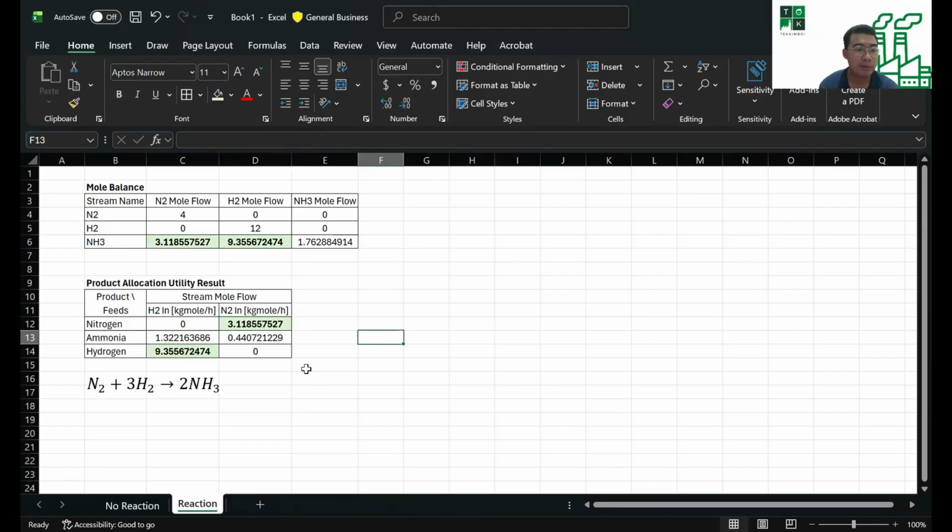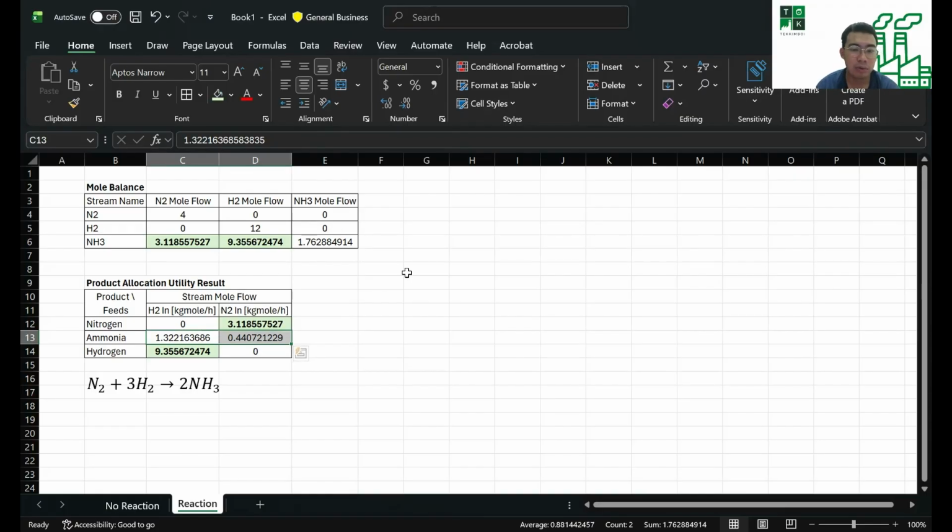So what does it mean? For H2 in, which is this stream, the contribution of H2 to the product is 9.35, which is correct because in our product stream, we have 9.35 of H2. The same as well with the nitrogen. The nitrogen flow is 4, but the contribution to the product stream is 3.11. Okay, but how about ammonia? Because ammonia is produced by the reaction, how does UniSim calculate this number?